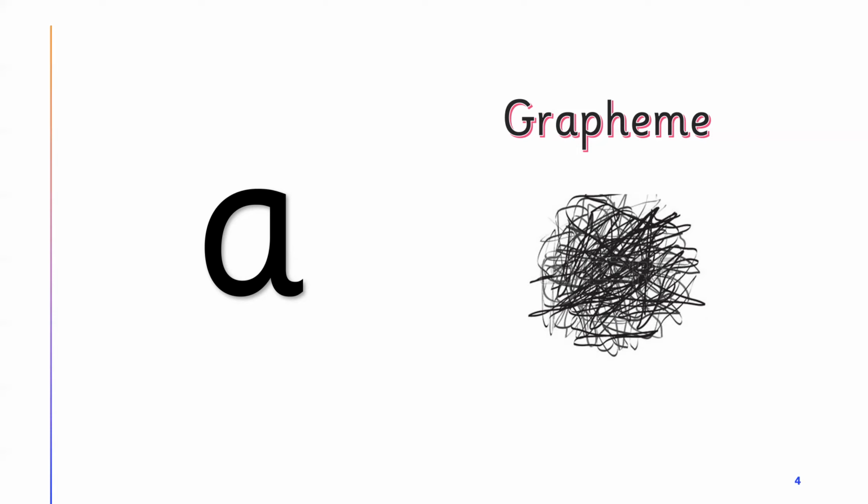But the grapheme, the visual representation at this point, doesn't actually link to any phonemes. It's just a shape that carries meaning, but as yet we don't know what that meaning is. So at this point, this is a letter A. It's a grapheme. It's a visual shape on a page that carries some kind of meaning once we can link it to our phonetic code.